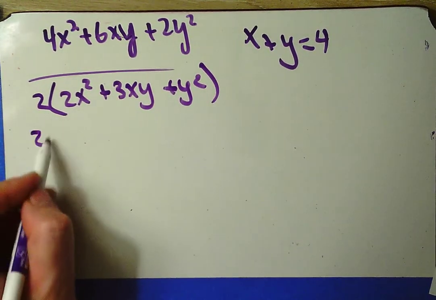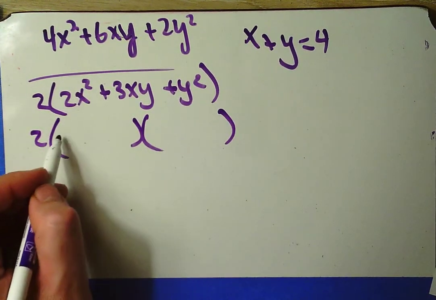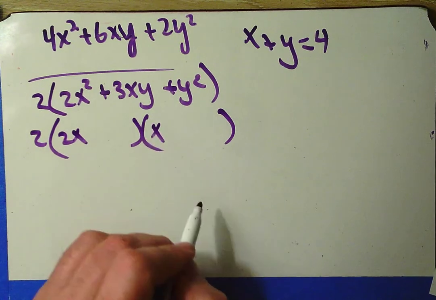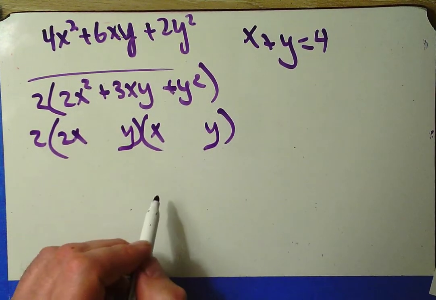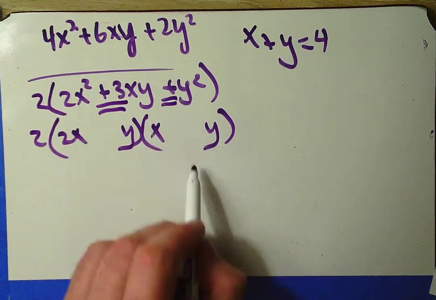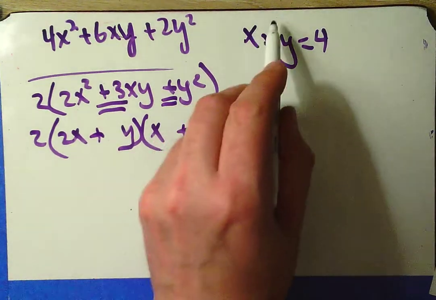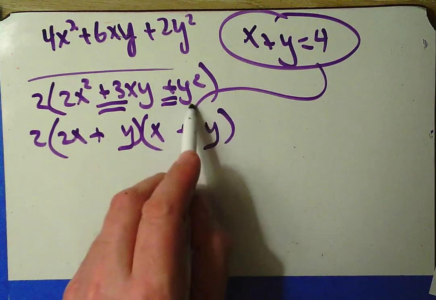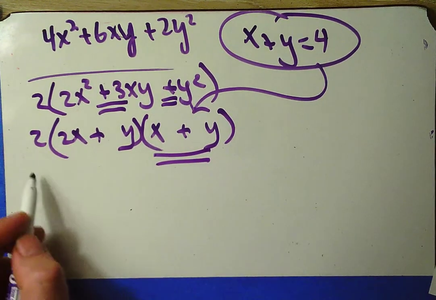And now I'm going to factor. In order to make 2x squared, I need a 2x and an x. And in order to make a y squared, I need a y and a y. I'm looking for a positive 3 here and a positive here, which I can get if I put plus and plus. Look, x plus y equals 4. So I can replace all of this with 4.